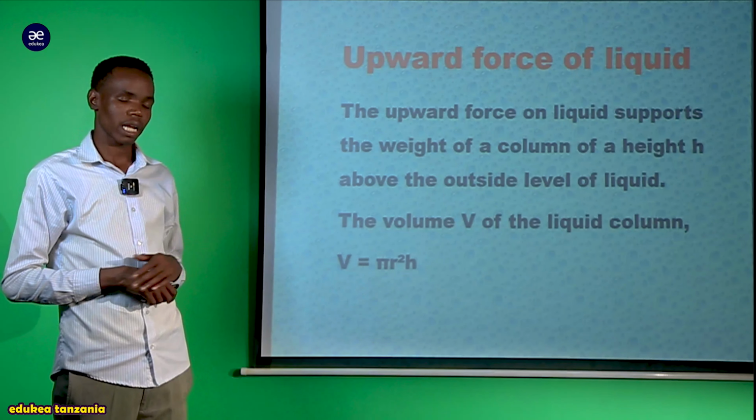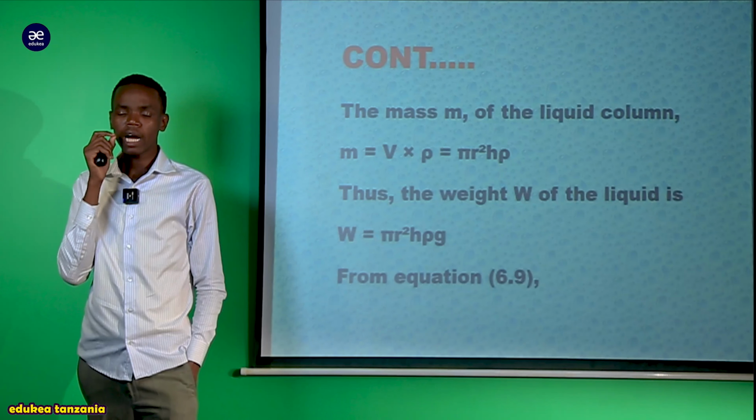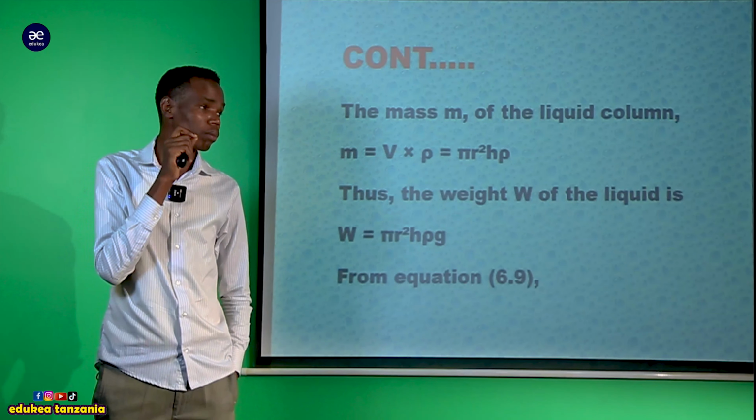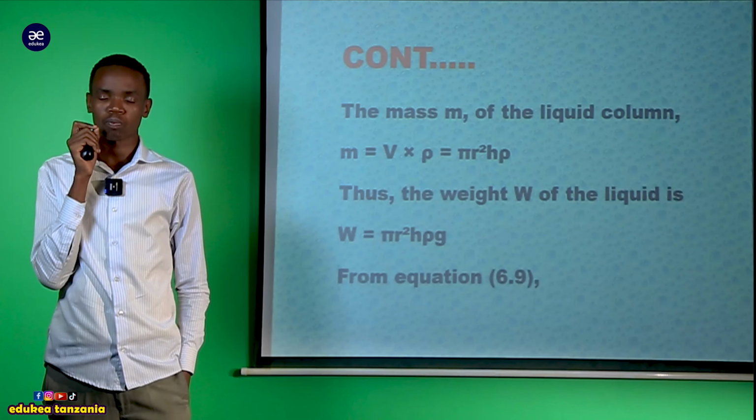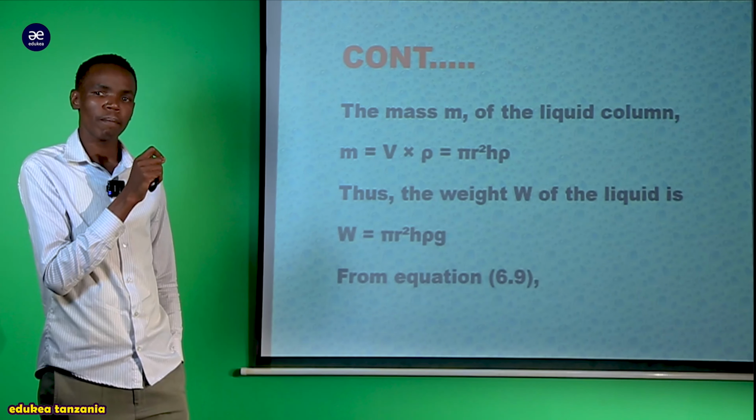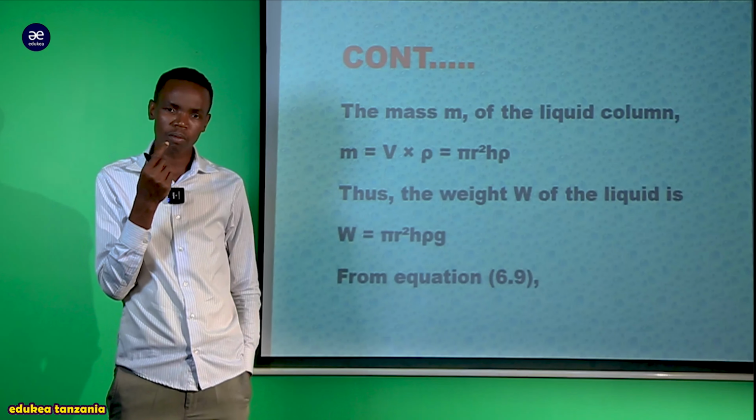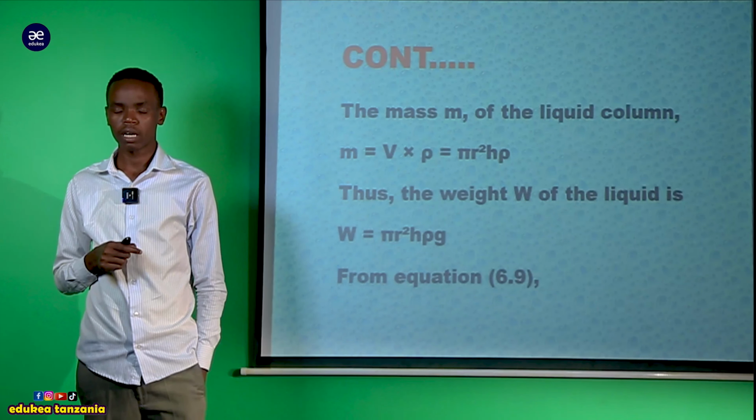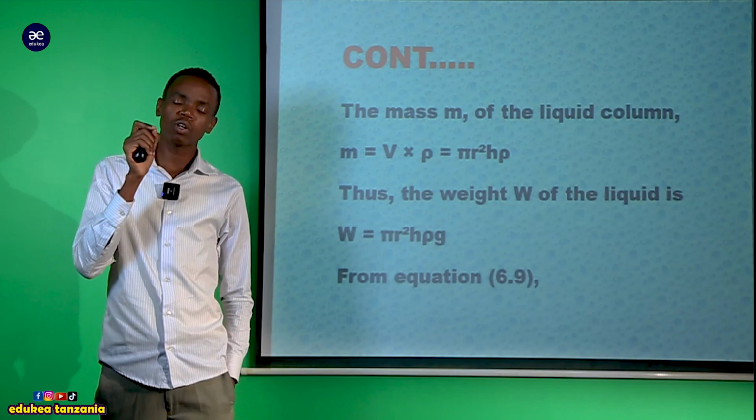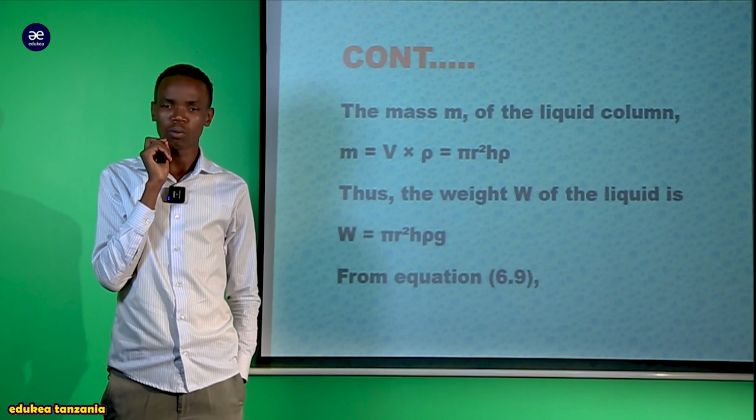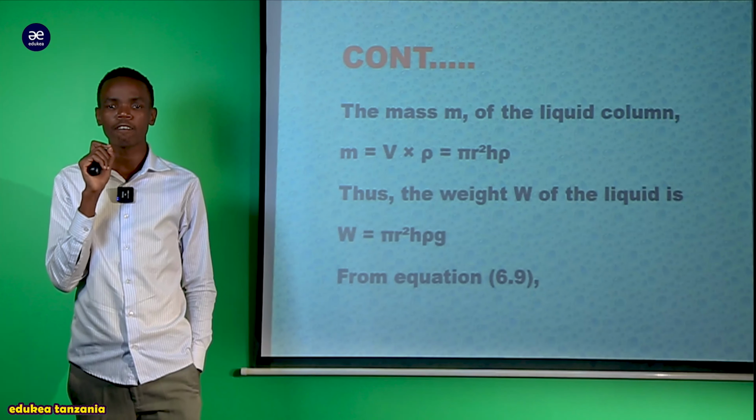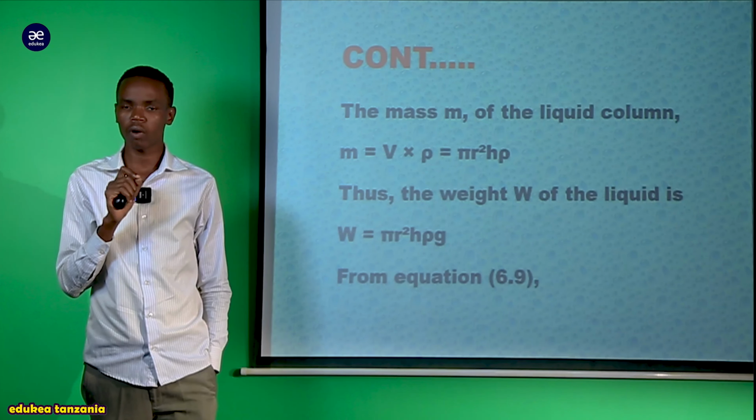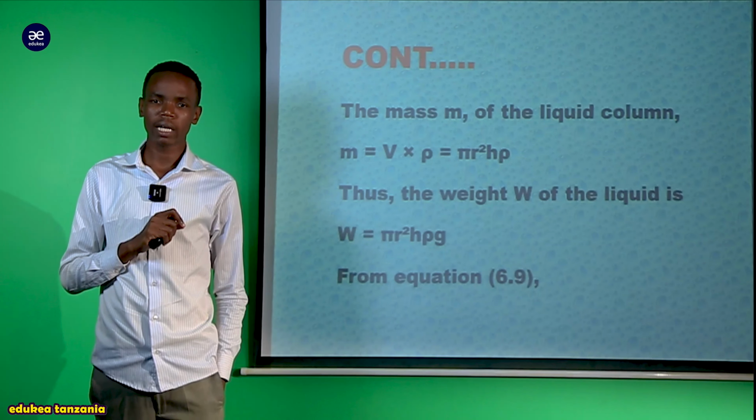So the mass m of the liquid column is represented by the volume times the density. Now let us go and determine the mass of the liquid column. The mass of the liquid column, my dear student, is obtained from the relationship between the density, volume, and its own mass. We say that density is equal to mass divided by the volume. But here we want to identify the mass of the liquid column. How can we get the mass of the liquid column?